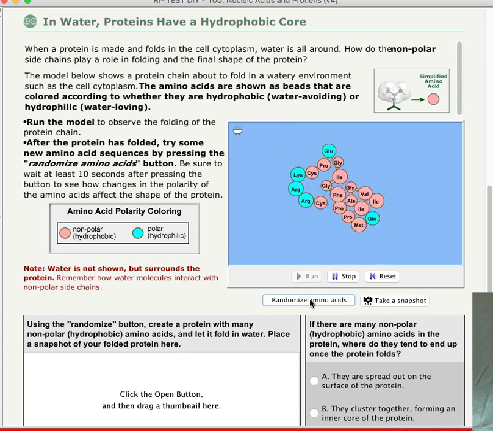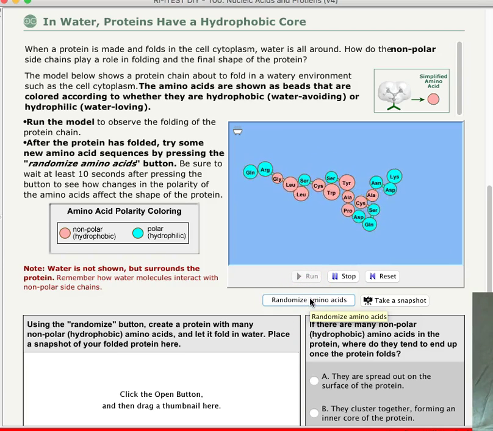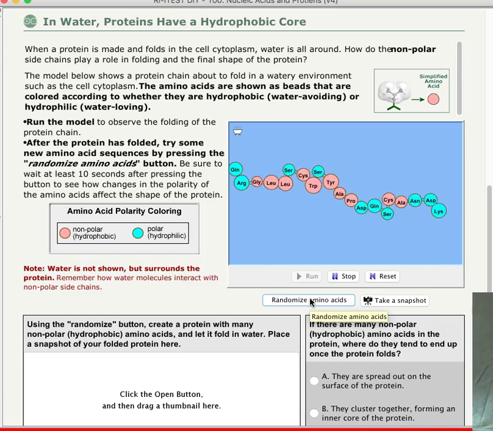We'll get a different protein here. But you can see in general, the red stuff all globs up in the middle away from the water next to each other, and the blue stuff is next to the water. We'll let this one kind of sort itself out a little bit.